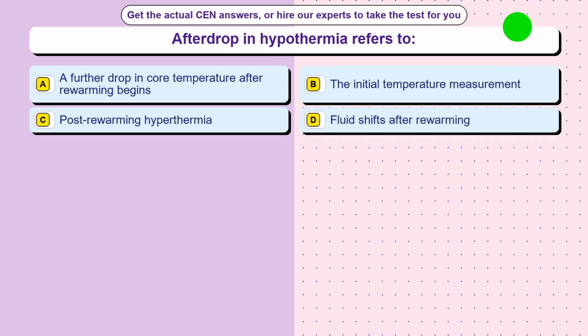Question 30. Afterdrop in hypothermia refers to: Option A, a further drop in core temperature after rewarming begins. Option B, the initial temperature measurement. Option C, post-rewarming hyperthermia. Option D, fluid shifts after rewarming.